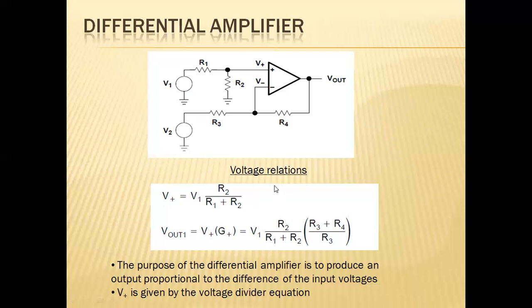So hence, a common combination of R3 plus R4 and the current that is fed out at the junction point with respect to the voltage V2 in the resistor R3. There is an output proportional basis. And hence, we have the formulation that V output is equal to the voltage given at the non-inverting terminal, plus G plus V1 of R2 by R1 plus R2 into R3 plus R4 by R3.